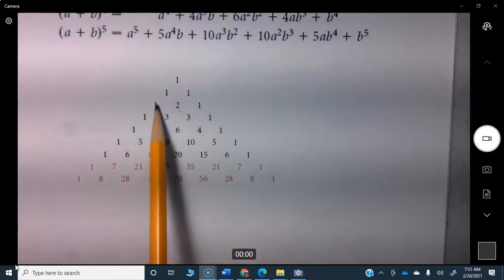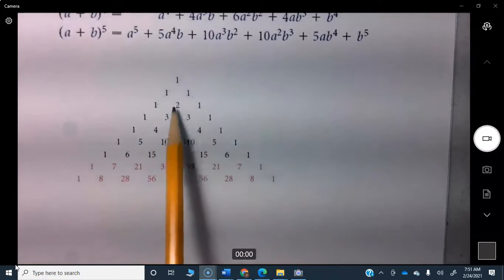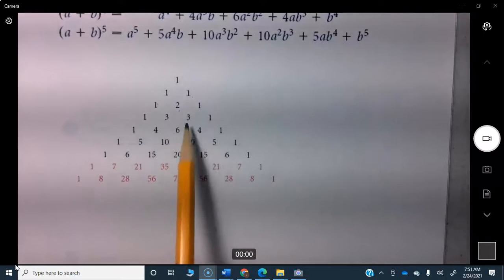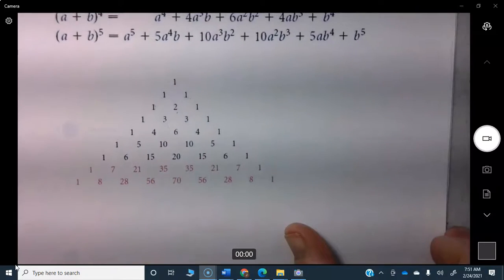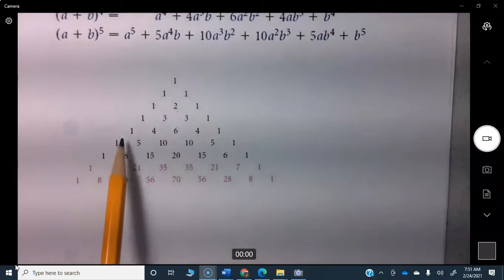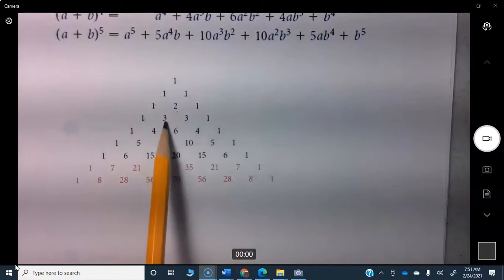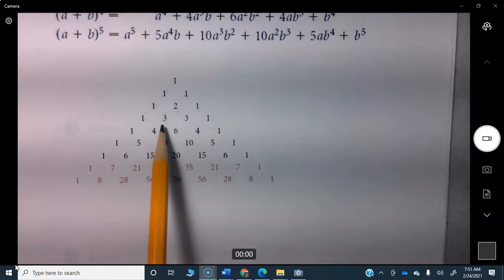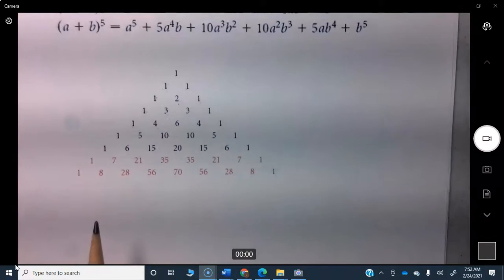Okay, so now 1 plus 2, and you can actually draw another 1 down there. You can continue to draw them down, but 1 plus 2 equals 3, 2 plus 1 equals 3. So now you have 1, 3, 3, 1. Okay, now you draw another 1 down here and another 1 down here. And you have 1 plus 3 equals 4, 3 plus 1 equals 4, and 3 plus 3 equals 6. So you see the pattern that's coming on here.